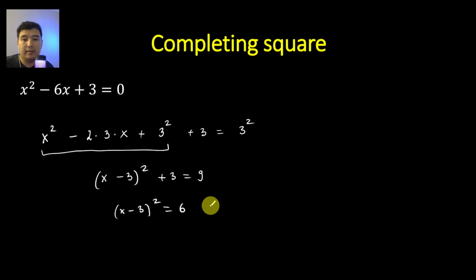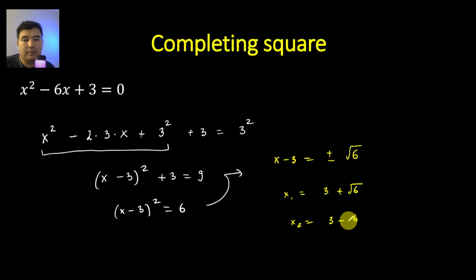When you take the square roots, you can find x. But the catch here is, since this is an equation, x minus 3 is going to be the square root of 6, plus or minus. So there are two options. Then x1 is going to be 3 plus root of 6, and x2 is 3 minus root of 6. So that's the whole idea of completing the square.